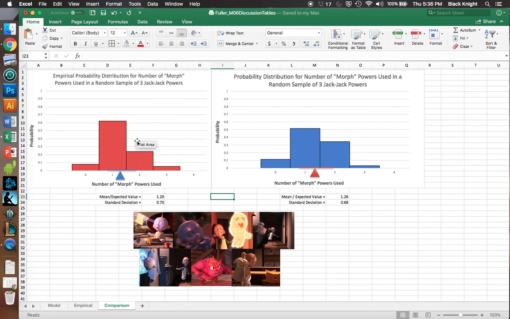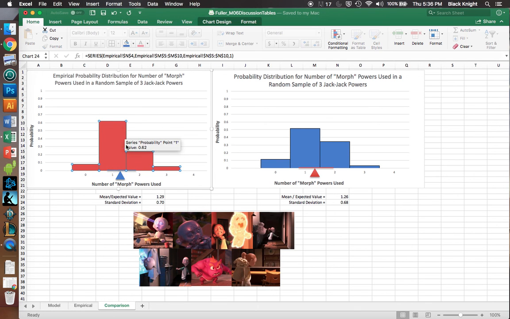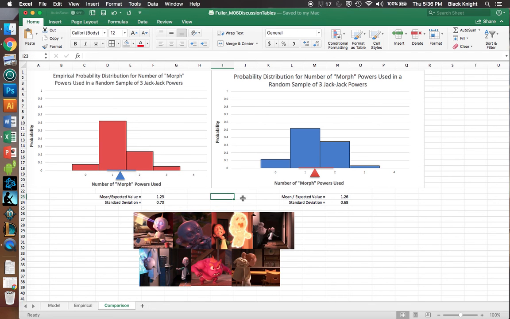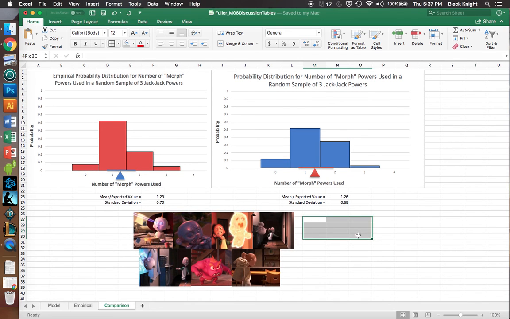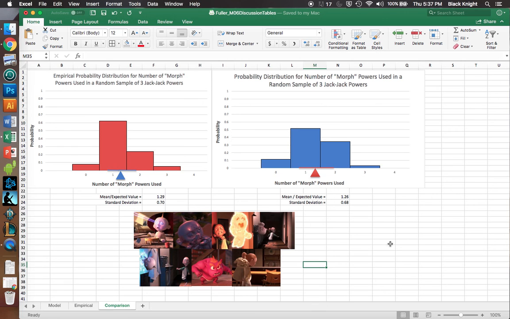And obviously, like I mentioned, in the empirical one we ran into a lot more of the one morph power being used, and less of the others. But the expected value and the standard deviation were very, very similar. We had a 1.29 over here versus a 1.26 in the model, and a 0.7 here versus a 0.68 in the model. So there was not a whole lot of change there, which is what I expected, based on the way this is supposed to work. I was glad it turned out that way, and that was pretty much my whole project.